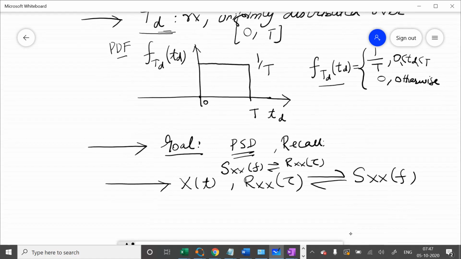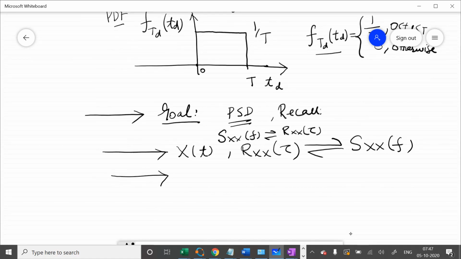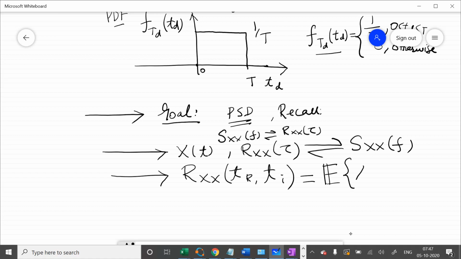You know how to compute the autocorrelation function. Suppose I have two time instants, tk and ti. How do I compute the autocorrelation function? I compute the expected value of x of tk times x of ti, and if this expected value depends only on the difference between tk and ti, then we know the process is in some sense stationary, and then we can find it.